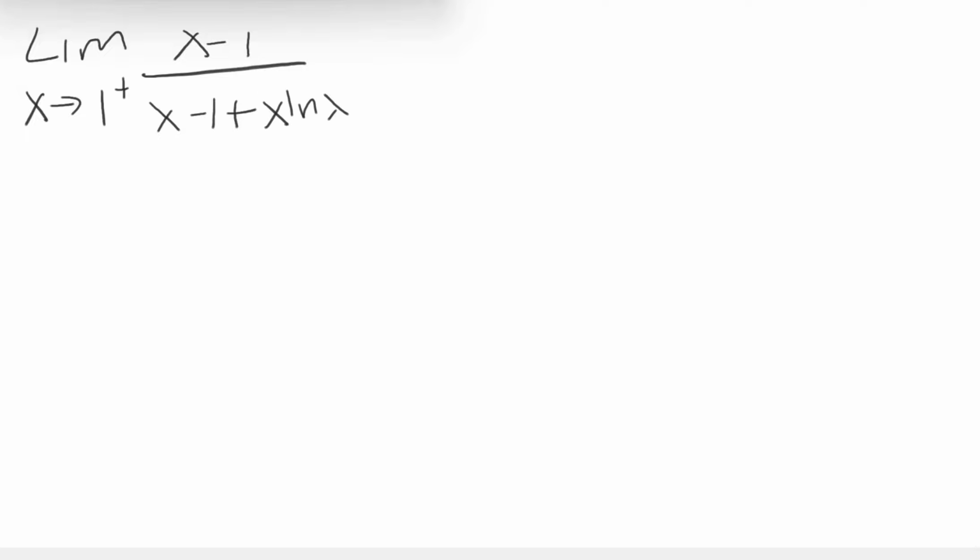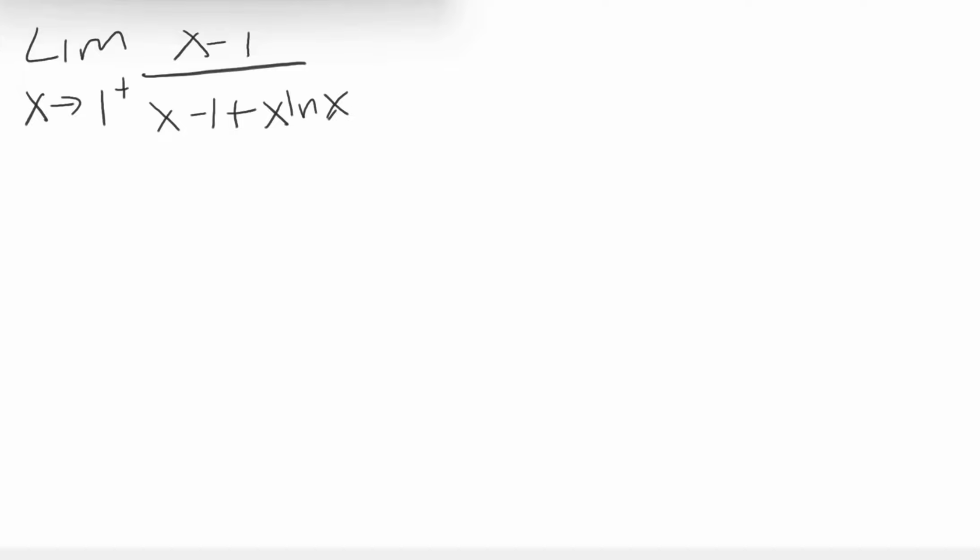this piece. So I now have the limit as x goes to 1 from the right side of x minus 1 over x minus 1 plus x ln of x. Now, yes, if you plugged in 1 to this, you still get 0 over 0. So we still have not gotten to a point. So I still have to do the derivatives again.